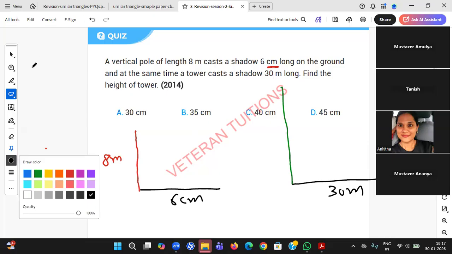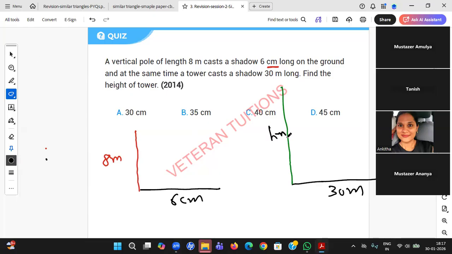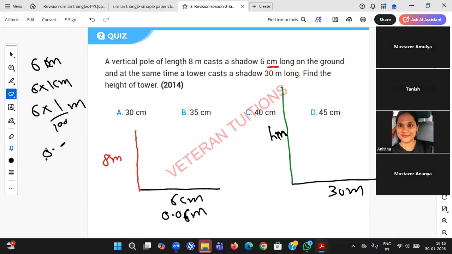ensure that all the units are the same. Check, are they the same? Meters I am taking. They are not the same. It's 6 centimeter. Everybody else is in meter. Convert it. It's 0.06 meter. Why, sir? Because 6 centimeter is 6 into 1 centimeter, 6 into 1 by 100 meter, which is nothing but 0.06 meter.